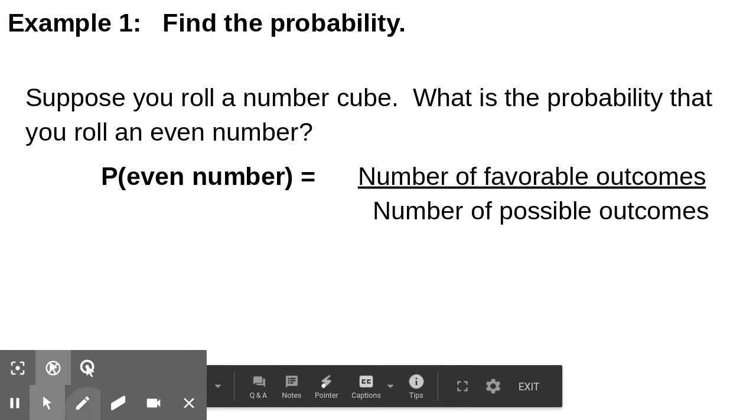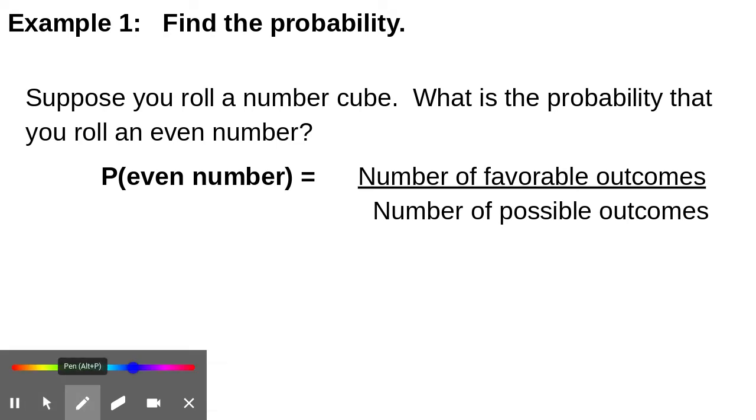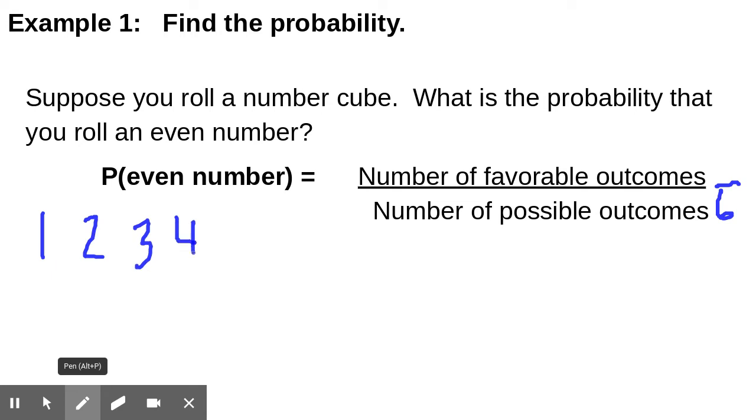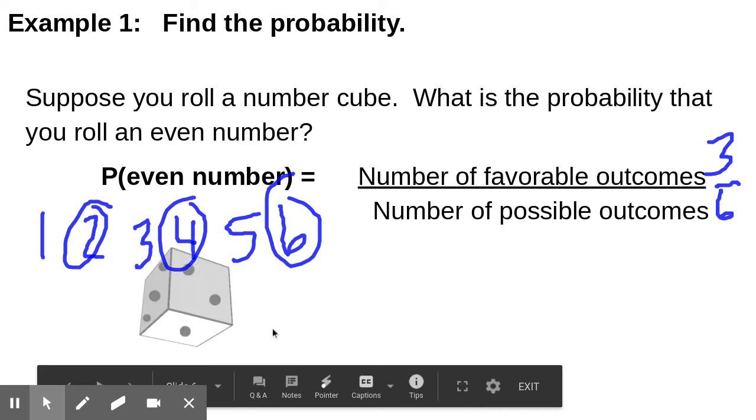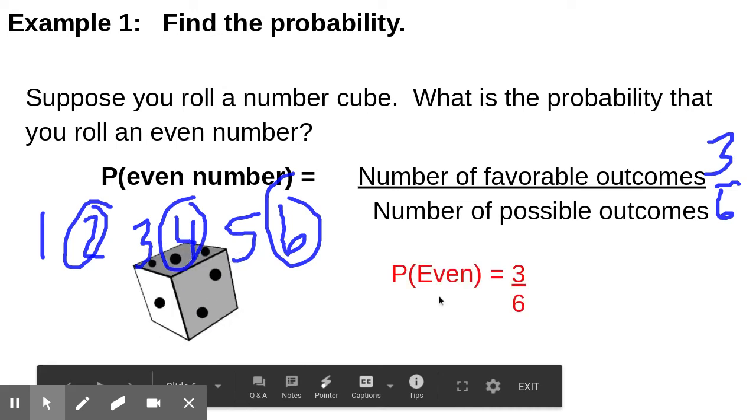Well, in a 6-sided number cube, the number of possible outcomes is 6. Well, how many favorable outcomes? When I say favorable, that's what you want to have happen. So I want an even number. Well, in your numbers, 1, 2, 3, 4, 5, 6, the even numbers are the 2, the 4, and the 6. So that's 3 out of 6. Okay. So the probability of getting an even number is 3 out of 6.